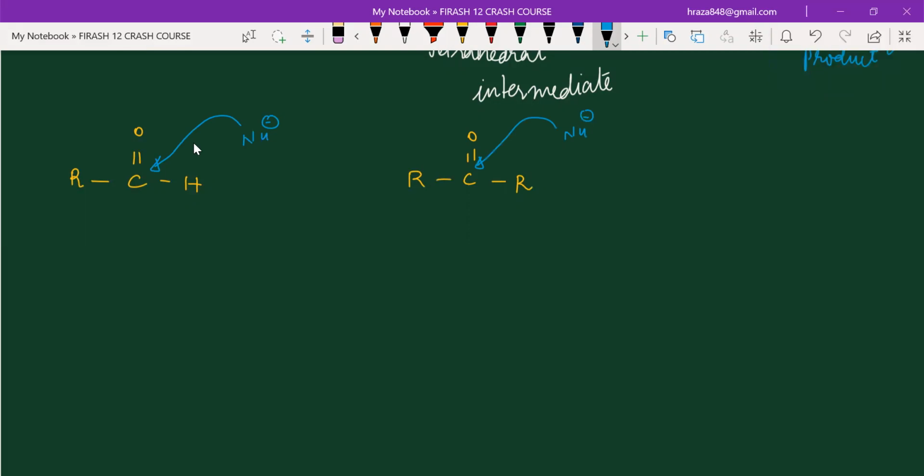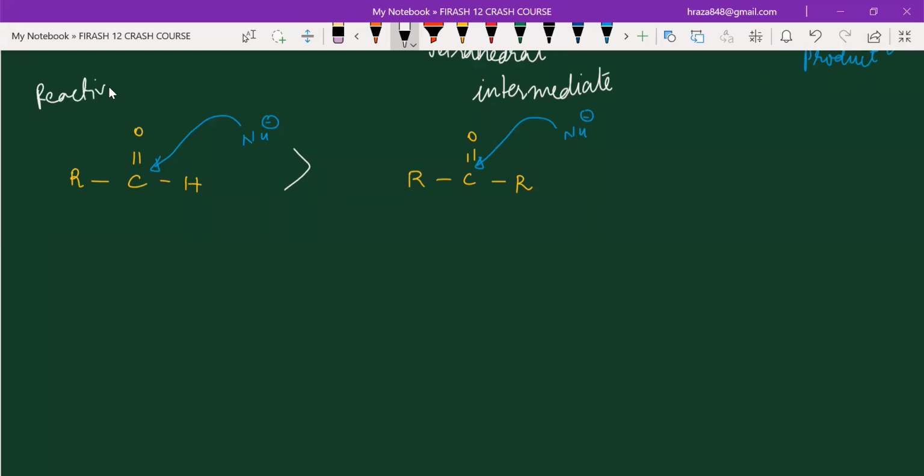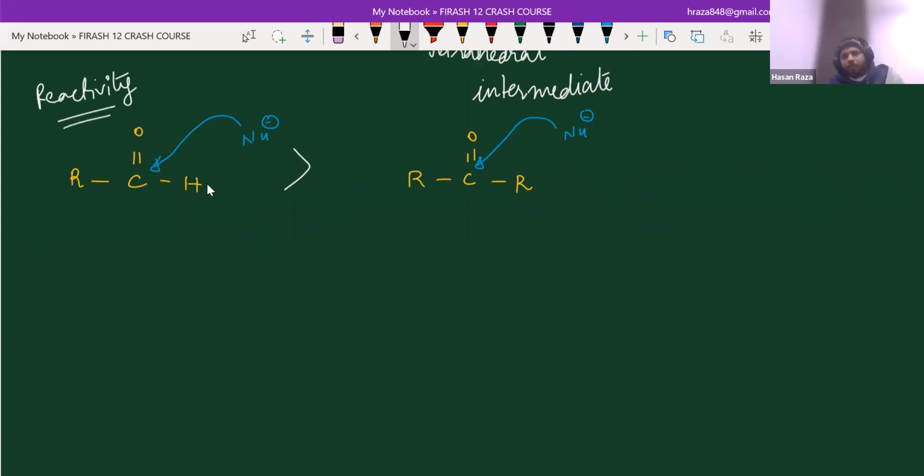Not with the same rate. The reactivity of ketone will be slower because of steric hindrance. Reactivity will be more in aldehyde, because on one side only hydrogen is there, but in a ketone, an alkyl group, minimum CH3, will be there. Okay.